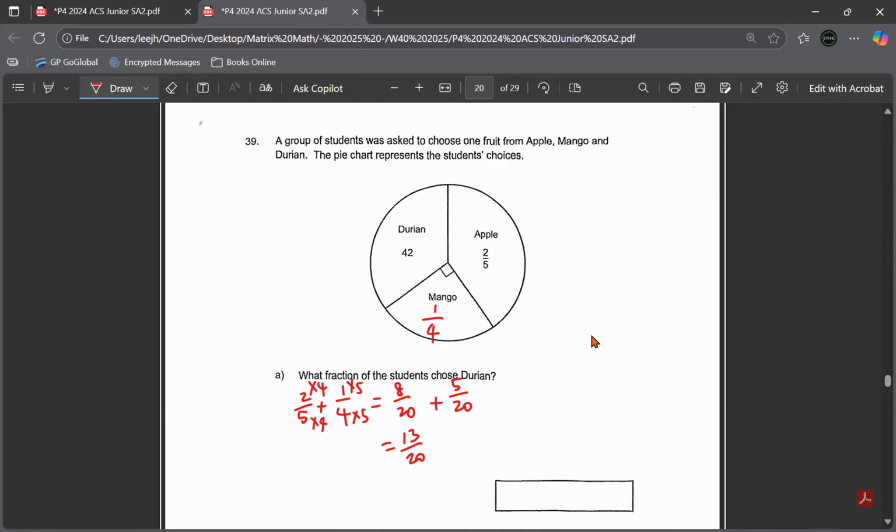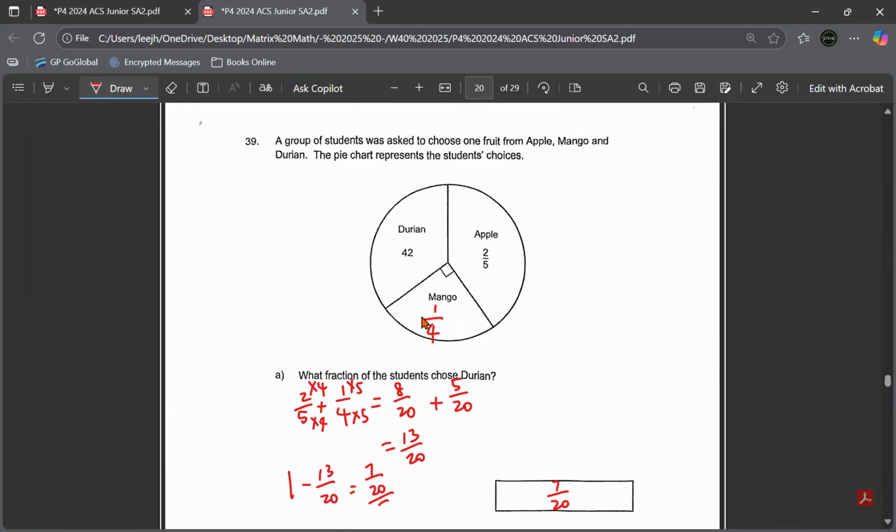13/20. If apple and mango is 13/20, what fraction chose durian? You have to take one whole, so one whole minus 13/20. One whole is 20/20. Minus 13, left 7/20. You cannot simplify anymore. So that's your answer.